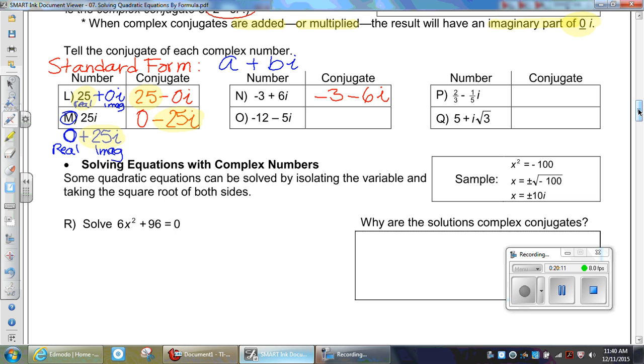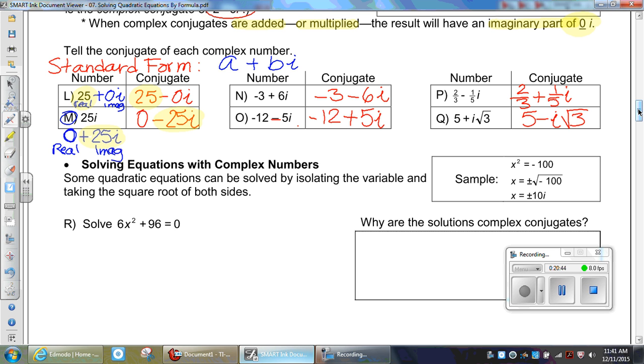Luis, next one. Complex conjugate of this one. Oh, -12 minus 5... No. Plus. Oh, yeah, plus, sorry. Plus 5i. Okay. Next one, Andrew. 2/3 plus 1/5 of i. Okay, and last one, Lauren. 5 minus 5 square root i square root of 3.